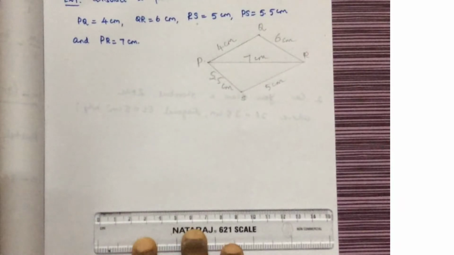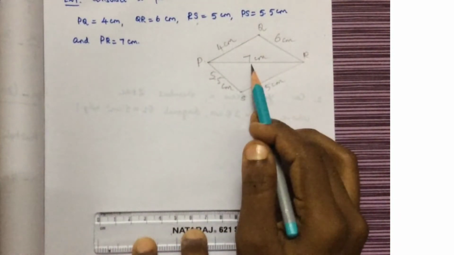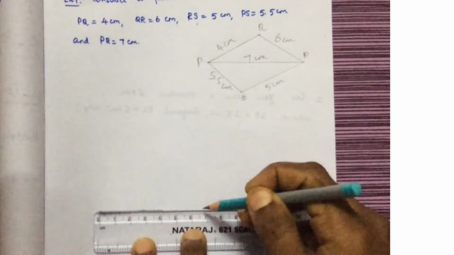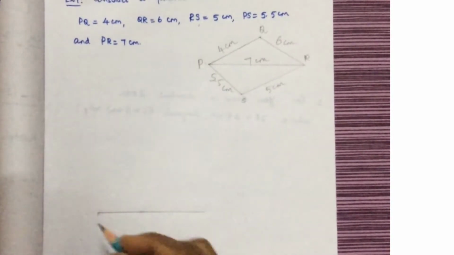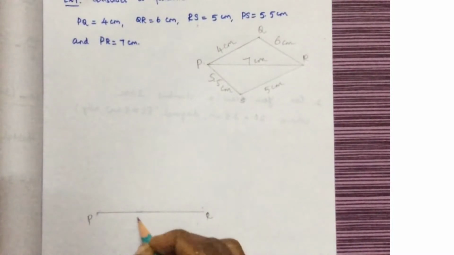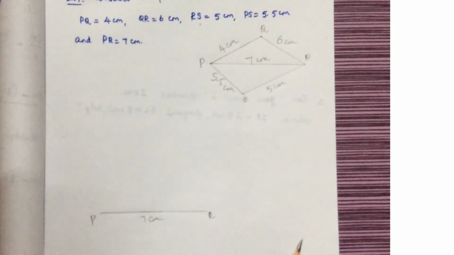Now the first step is to draw this line. This line is 7 centimeters. The first step is to draw a line of 7 centimeters. So this is P and this is R, and this is 7 centimeters. Draw a line of 7 centimeters.